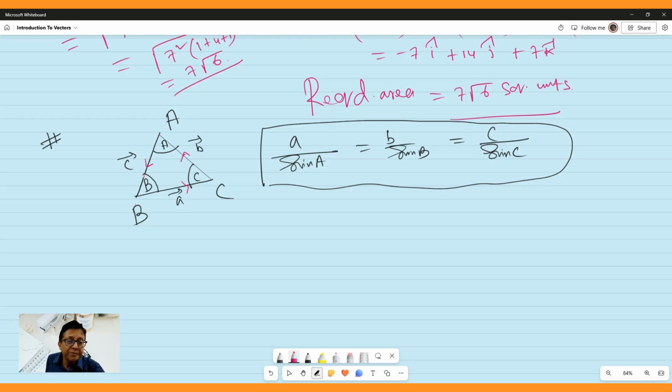What we have done there? We have taken BC as vector A. Length is A, so we can take. Choice of vector is ours. We have taken this BC as A, CA as B, AB as C. Then what about A plus B plus C? In this diagram, A plus B plus C is a zero vector, isn't it? So this implies A plus B equals minus C.